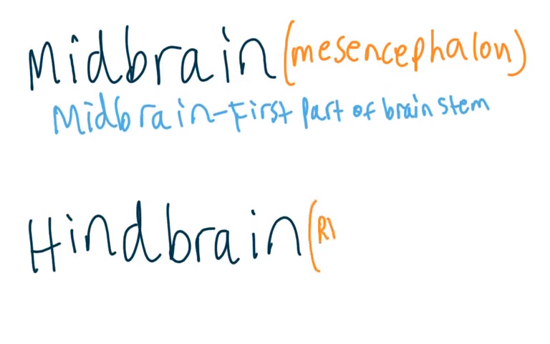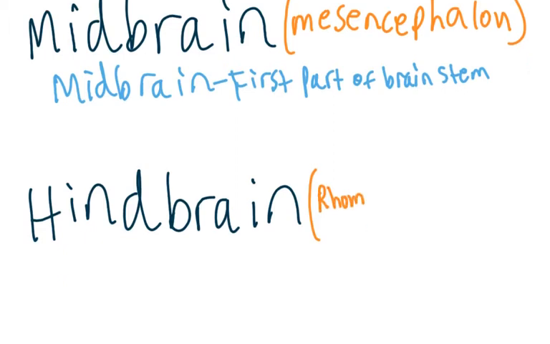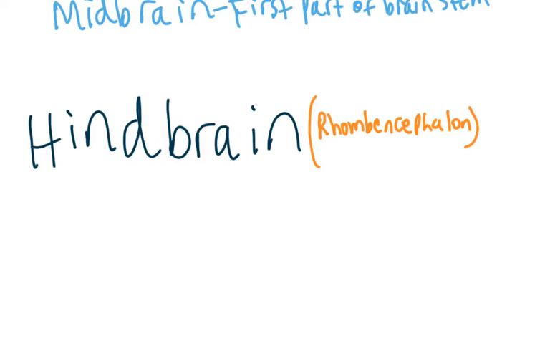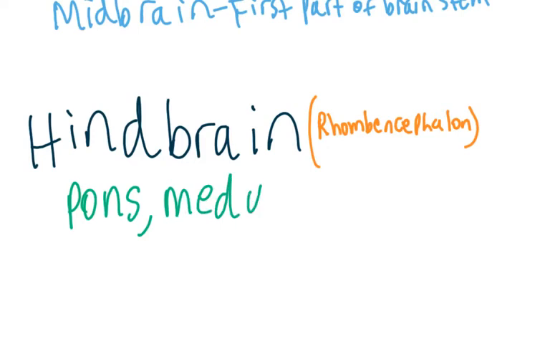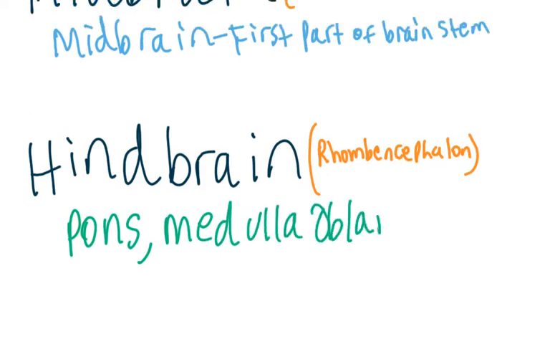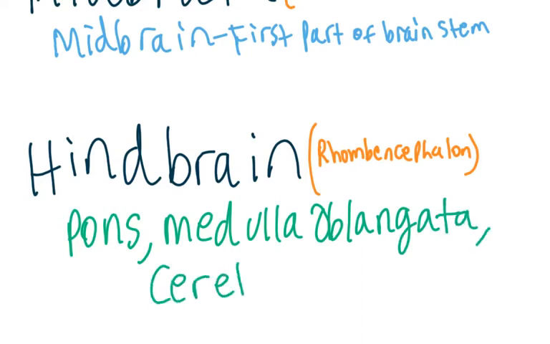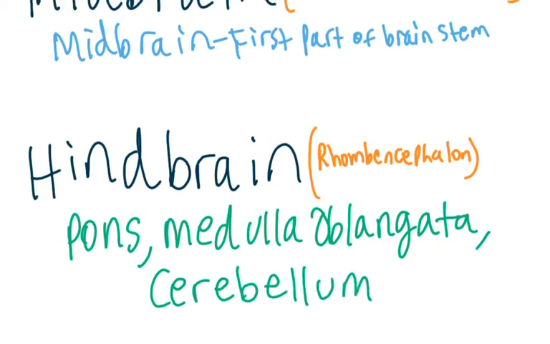Next, the hindbrain is going to be called the rhombencephalon. And the rhombencephalon is going to consist of not just one structure. Let me write this down. The rhombencephalon is going to consist of the pons of the brainstem, the medulla oblongata of the brainstem, and the little brain, the cerebellum. So all these structures are going to be part of the rhombencephalon, and it's going to develop into the hindbrain. So the hindbrain, the rhombencephalon, will develop into the pons, the medulla oblongata, and the cerebellum.